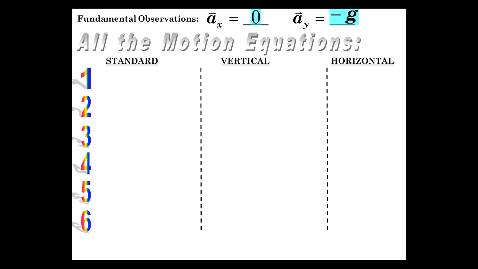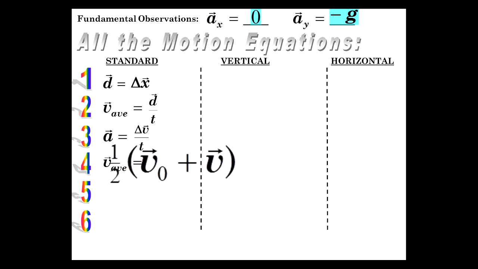So I have this table listed here, all the equations, 1, 2, 3, 4, 5, 6. We've already learned the 6 equations. I'm going to repeat them here quickly. Displacement is delta x, x minus x0. V average is displacement over time. Acceleration is delta v over t. Average velocity is the initial plus final divided by 2, one half (v0 plus v). Remember, that's a derived equation, not a fundamental. These were fundamental. This is derived, as is number 5 and 6.